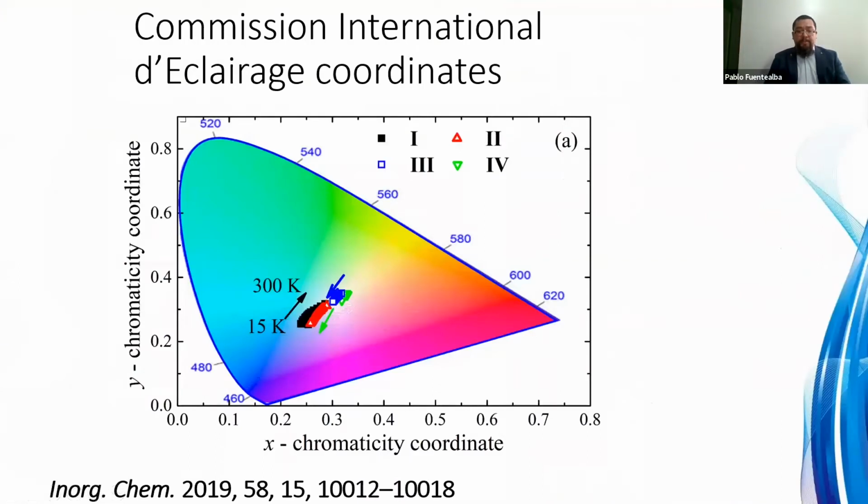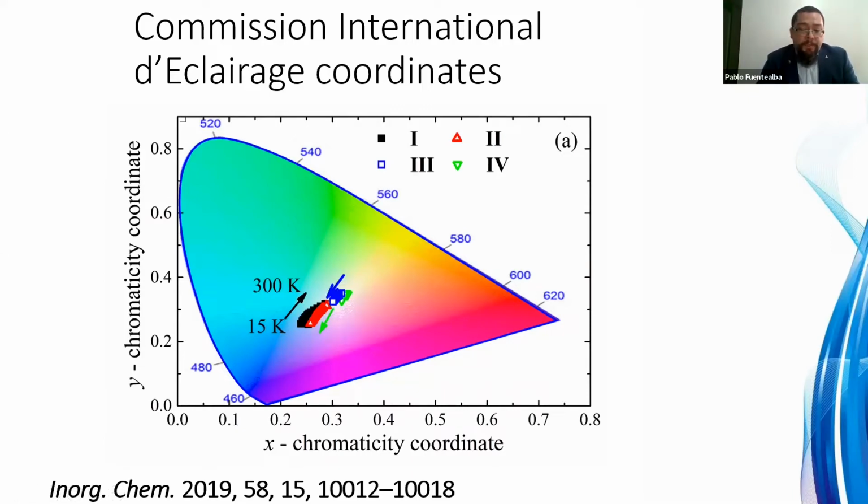And the most important part is that from the emission spectra of these complexes, you can calculate the coordinates of the Commission Internationale. That is the common base where you can compare which color exactly your system is emitting. You can find this in the literature, and there are different procedures you can follow to obtain these calculations. In this case, for most of the complexes, mainly 3 and 4, the emission lies exactly in the white color coordinates.